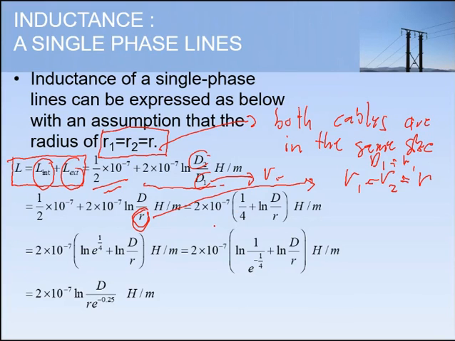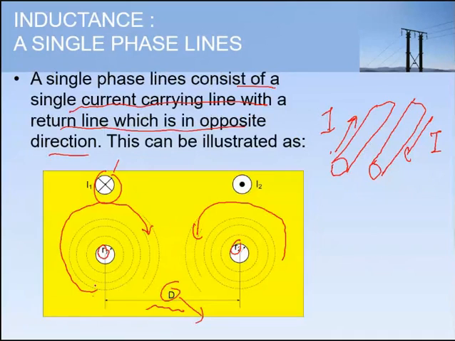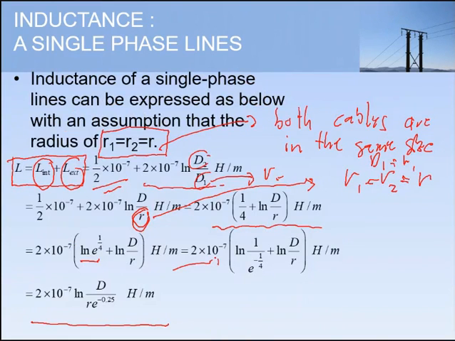So they solve the equation here, then simplify to become ln e to minus 1/4. Then solve e like this, and finally they get 2 multiplied with 10 to minus 7 ln D over r e to minus 0.25. D is the distance between the cables. So this is the D, the distance between these two cables.